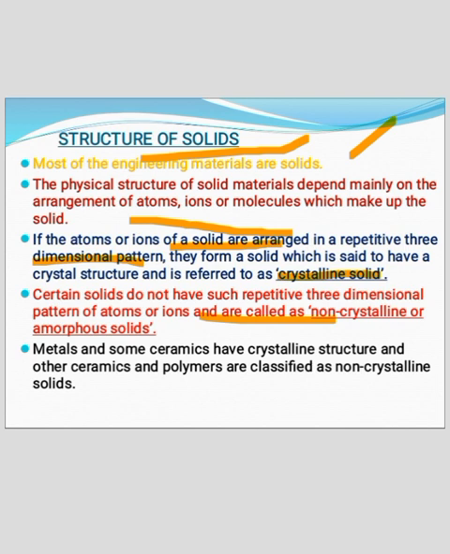Certain solids do not have such a repetitive three-dimensional pattern. Such a kind is a non-crystalline or amorphous solid. So solids are either crystalline or amorphous. Metals and some ceramics have crystalline structure, and other ceramics and polymers have glassy, non-crystalline structure.